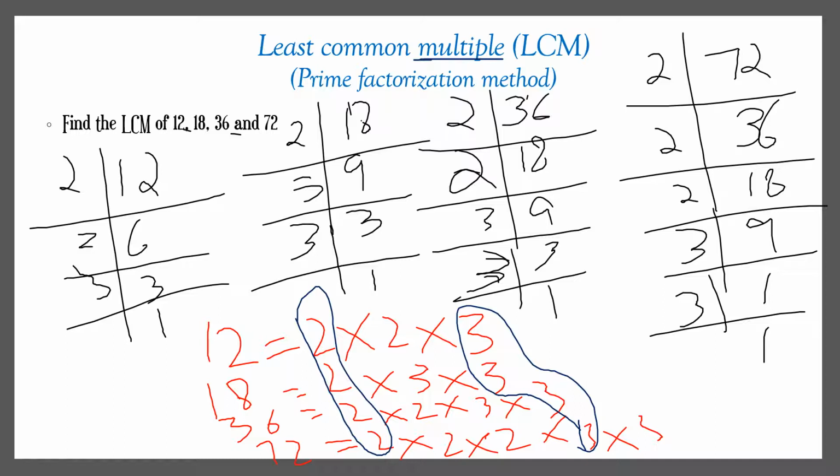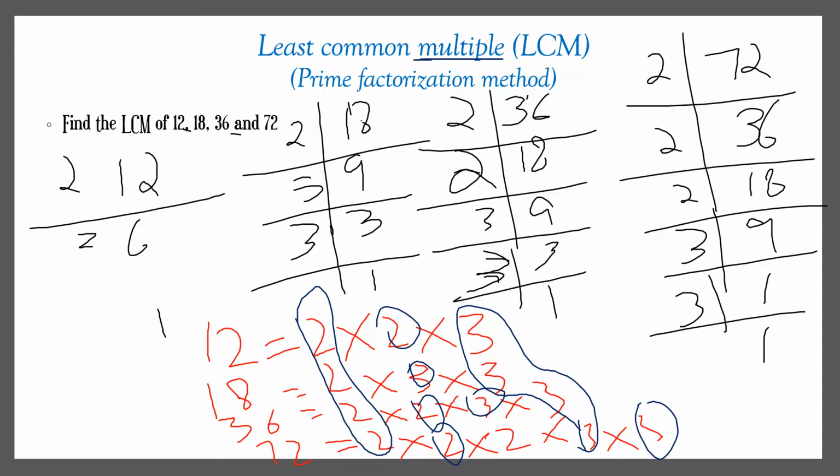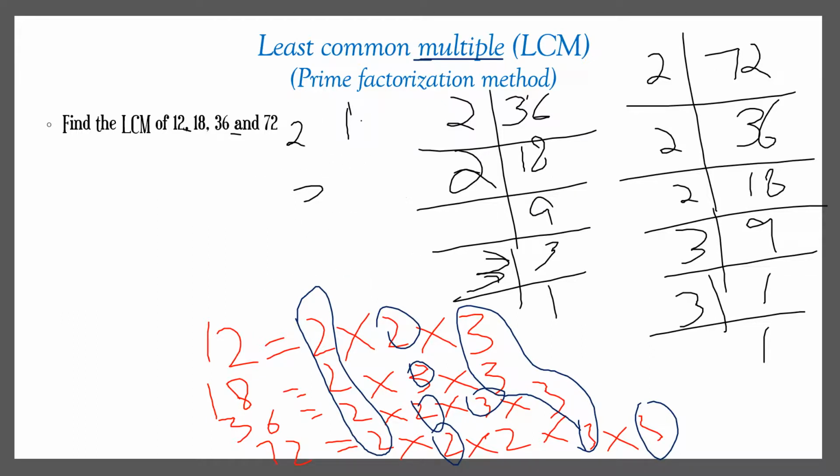Yes, just 2 factors are common. These were the 2 common factors in these 4 numbers, but again we have one more 3 here and 2, 2 and 2 here. So we have found all the common factors now. Let's write them here.